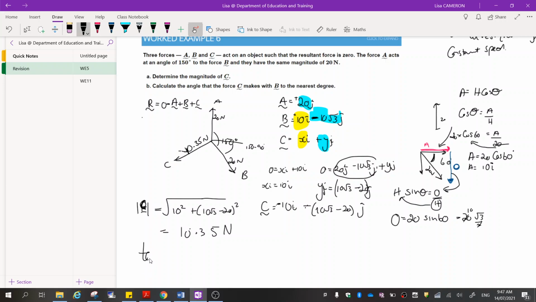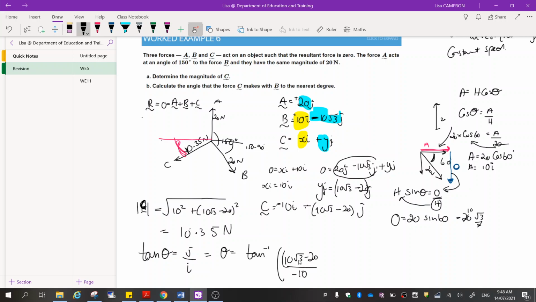We're going to be using my formula again. Tan theta equals your j component over your i component. Now, remember, this is going to give us, here is my axis, the angle in here, which means I'm going to have to do some other steps later to work out the rest of it, but that's the angle I'm finding. So, theta equals tan inverse of our j component, 10 root 3 minus 20, divided by 10.